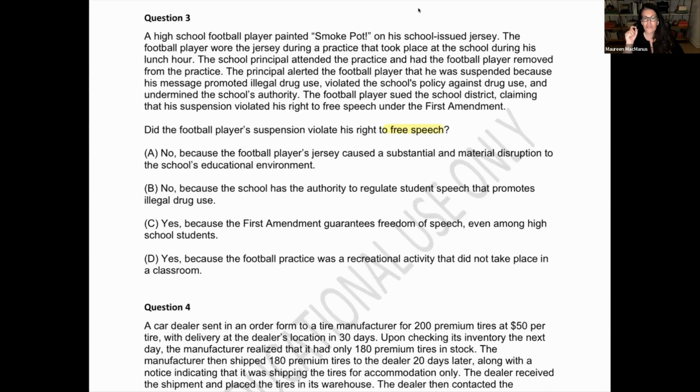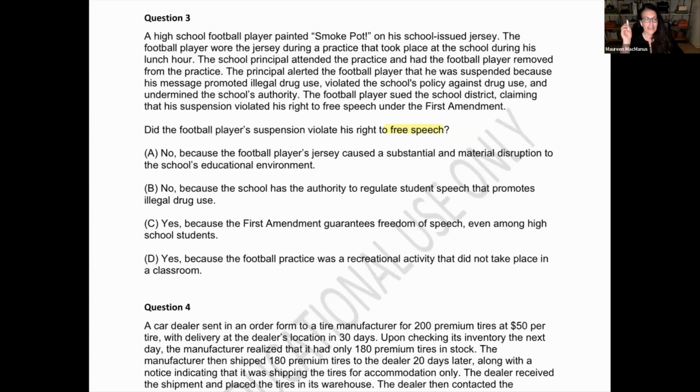So the principal alerted the football player that he was suspended because his message promoted illegal drug use, violated the school's policy against drug use, and undermined the school's authority. The football player sued the school district, claiming that his suspension violated his right to free speech under the First Amendment. So let's look at these. Did the football player's suspension violate his right to free speech? So A, no, because the football player's jersey caused a substantial and material disruption to the school's educational environment. A is incorrect. That may be true. Even if that's true, that is not the basis for answering whether it violated his right to free speech.